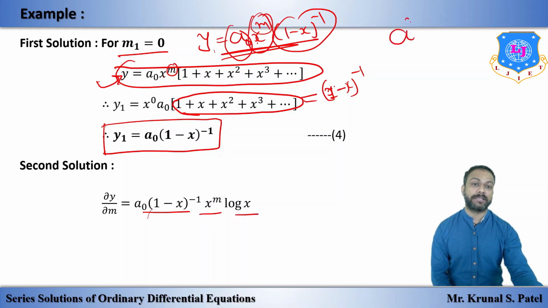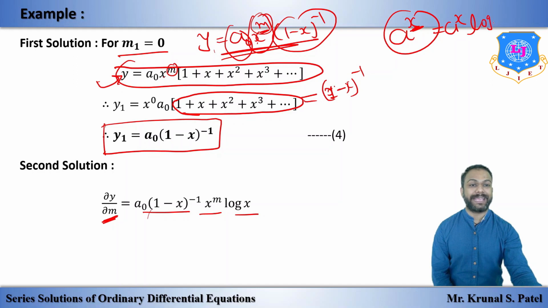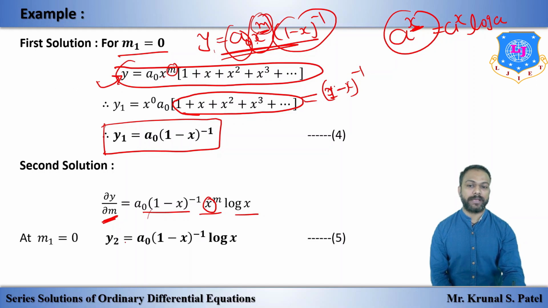We will apply the formula for a raised to x, because m is our variable. Like we have the differentiation of a raised to x when x is the variable, we will use a raised to x log a. In a similar way, here x is constant, so x raised to m log x. Now we will put m1 is equal to 0 in this, so we have y2 is equal to this term as it is, and x raised to m becomes x raised to 0, 1, and log x. This is our second solution.